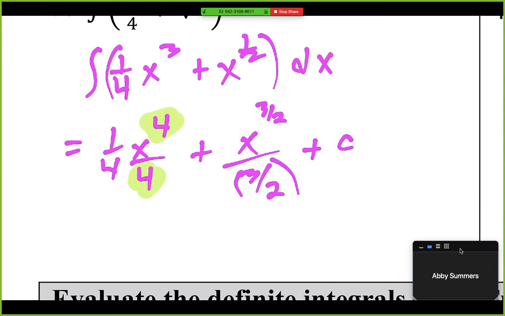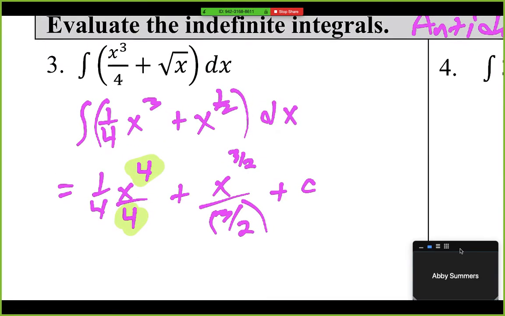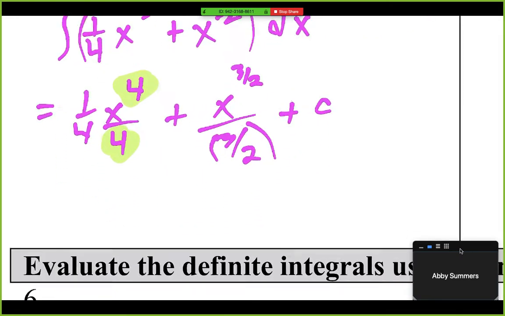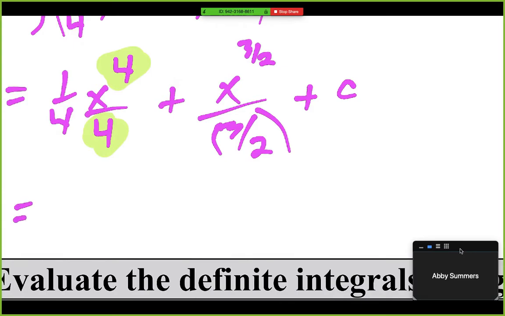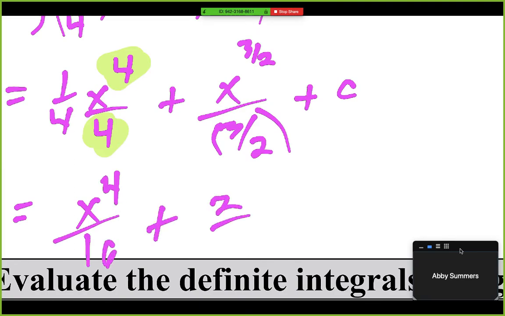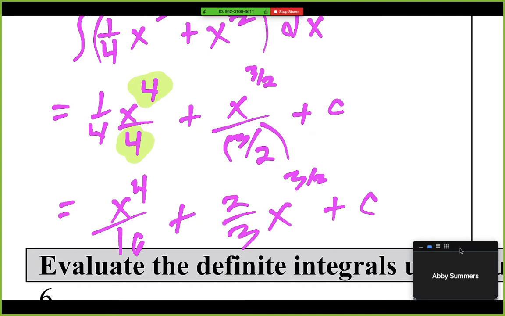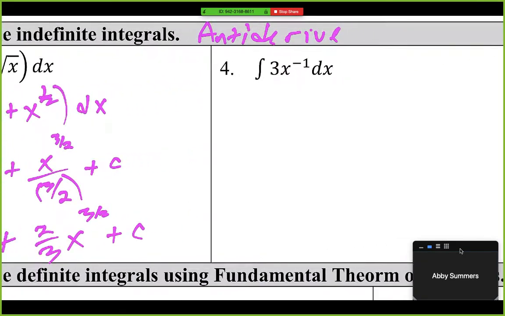The plus c accounts for any constant. If I want to check the answer of this, I can derive this, and I must get this if I've done this correctly. So if we took the derivative of this, it would give us what we started with. There's some simplifying on this one we just can't avoid. Like you really need to take 1/4 times 4 and make that a 16th, and we'll multiply by the reciprocal on this one. So it'll be x to the 4th over 16 plus 2/3 x to the 3/2 plus c. There it is, and that's a nice antiderivative. That's what it means to just integrate without any bounds in it.